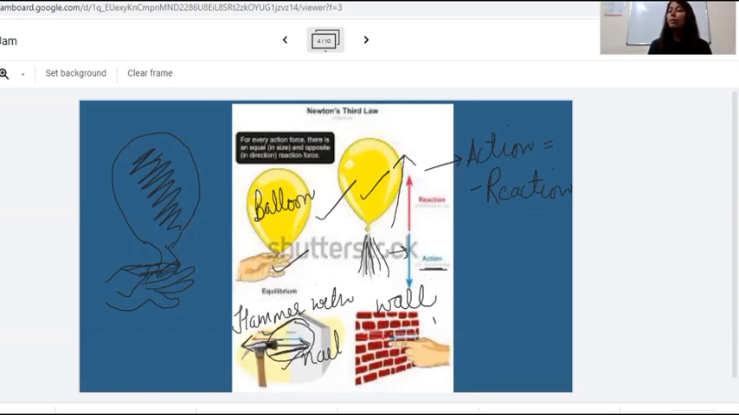Similarly, we will take the example of this ball. Suppose you are having a ball, and if I try to push this ball, is this ball moving? No. Are we moving? No. So what we did is that when we apply force on this ball, we did our action. In turn, the ball is applying some reaction on us.